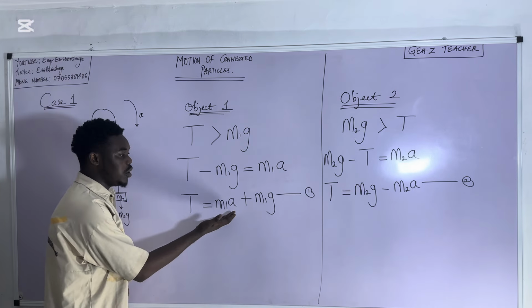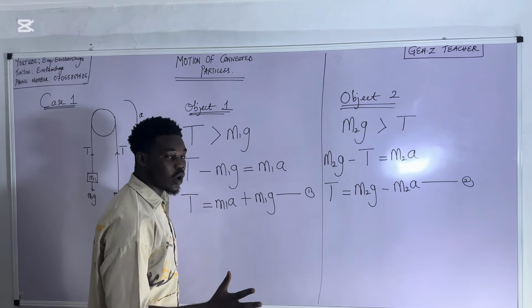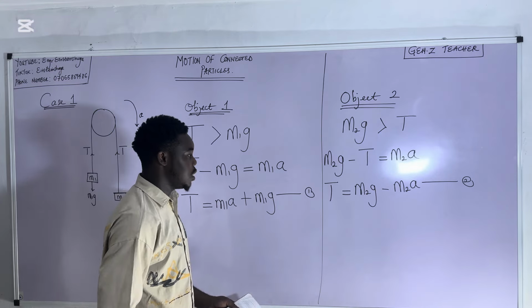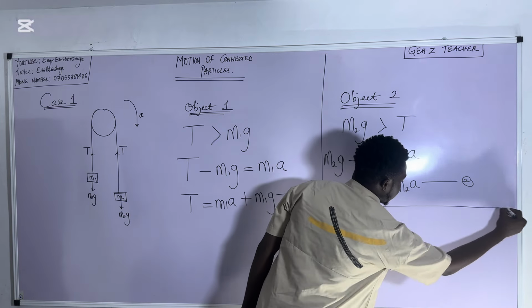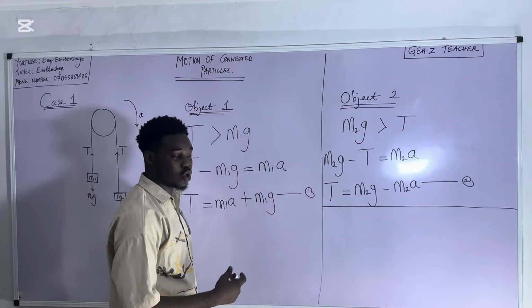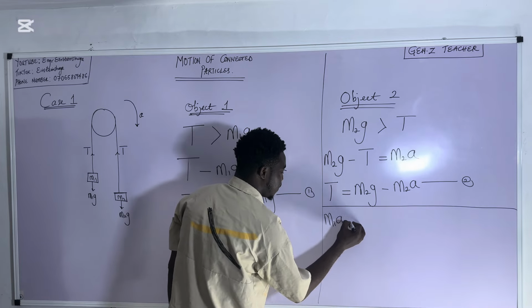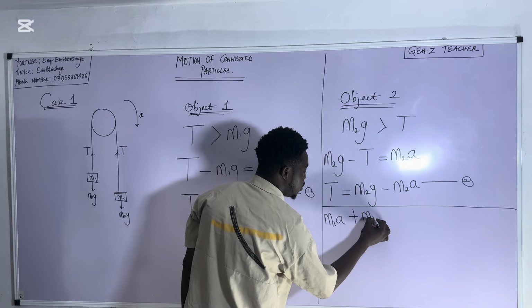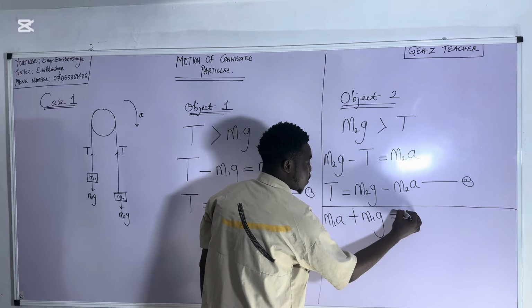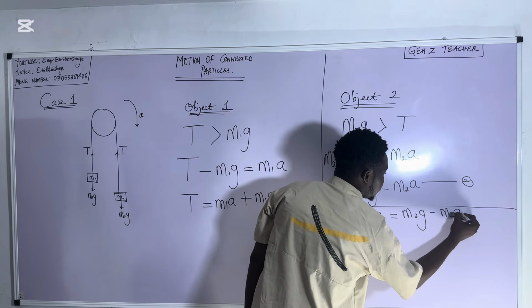Now, we have equation number 1 and equation number 2. We're going to solve them simultaneously. Now, what do we do from there? Since they are both tensions, we can equate them together. So from equation 1, m1a plus m1g equals m2g minus m2a.